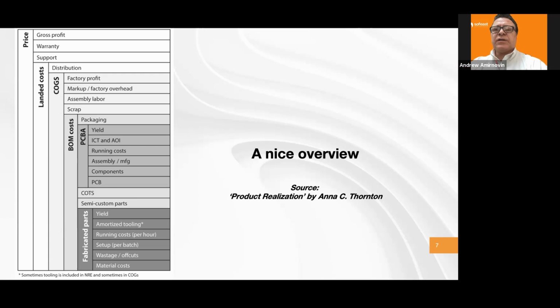Yeah, Renaud, I totally like this chart because it has a summary of all the costs involved in unit price, and I think it's a wonderful cheat sheet for anyone who wants to discuss price or unit cost.